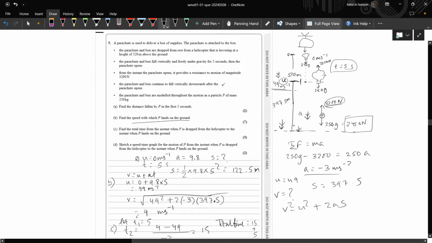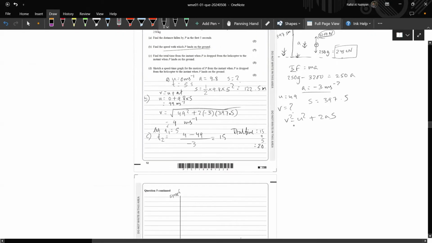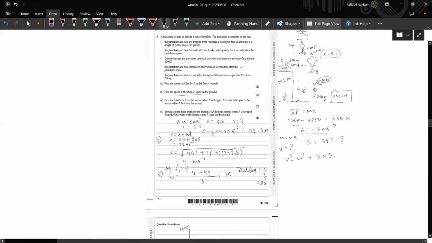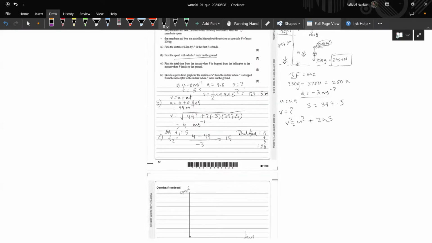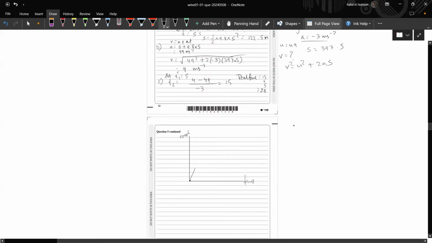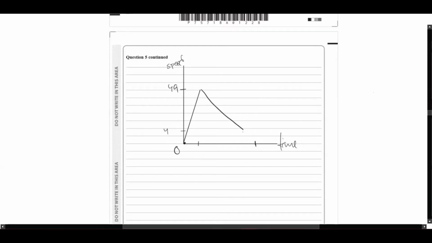So the initial velocity here is 0, so I'll start the graph from here. And then from 0 for 5 seconds, the box and the parachute accelerates to 49 meters per second. So it accelerates from here. Let me just draw a good straight line, here to, let's say, 49. Then I know that when it touches the ground, it reaches a certain speed. So the graph is going to be a straight line from here to here, and the total time is 20, and this was 5.